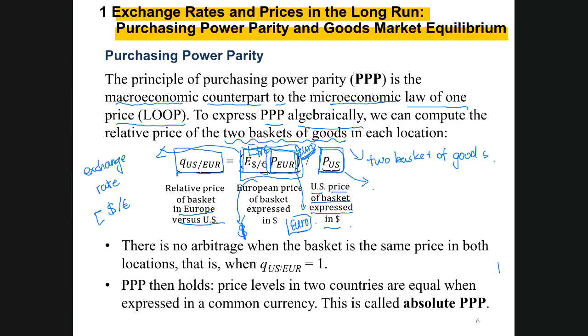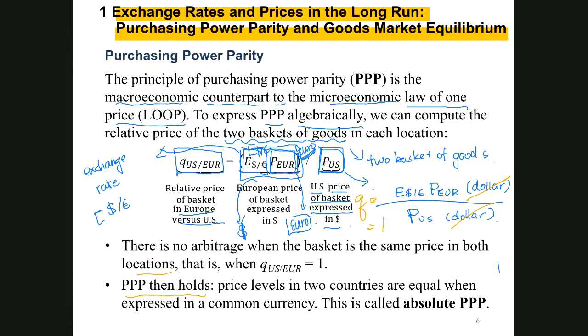So once again, in the numerator the unit is dollar. In the denominator, the unit is dollar. So dollar and dollar, they should be able to cancel out. So this one will give you the real exchange rate of the two countries' goods in a basket. If this one is equal to 1, we call it PPP holds. There's no arbitrage when the basket is the same price in both locations.